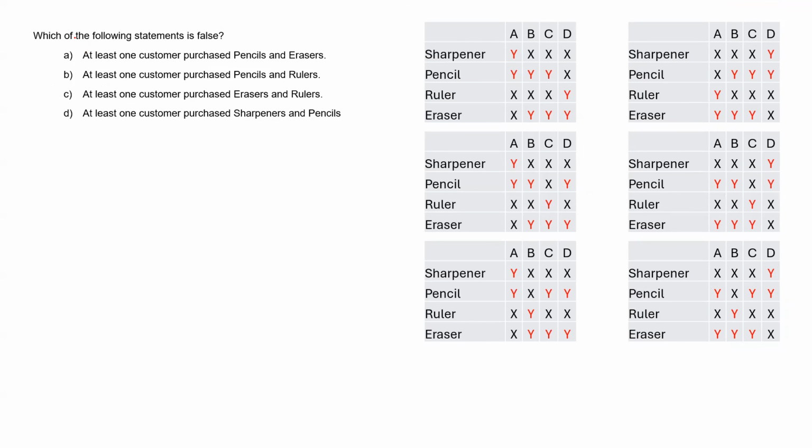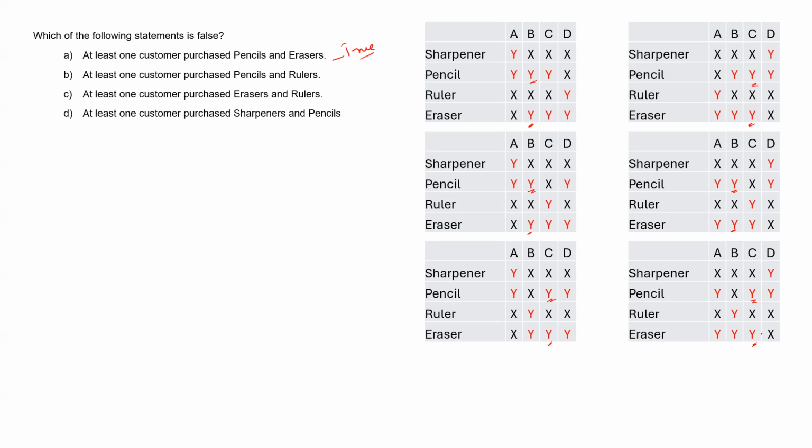Next one. Which of the following statements is false? The first statement says at least one customer purchased pencils and erasers. So at least one customer purchased pencil and erasers, which is not false, it's true, because you have so many such cases here. See, pencil and erasers, pencil and erasers, pencil and erasers. Here too, here also, here also, right?